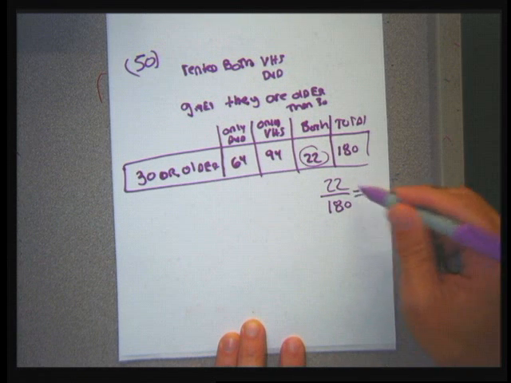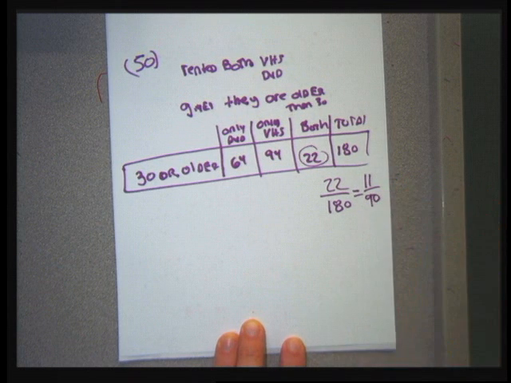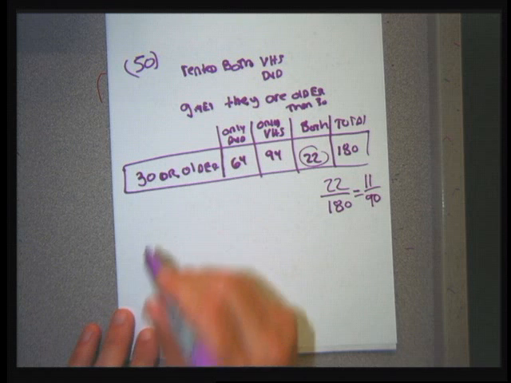If I divide by hand, 22 divided by 2 is 11. 180 divided by 2 is 90. So the answer to this is going to be 11 over 90.